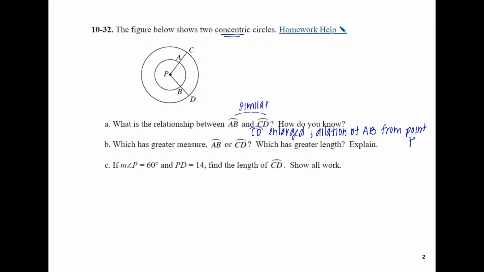Which has a greater measure, AB or CD? Well, these are both connected to the same central angle depending upon the circle you are looking at, so they actually have the same length.